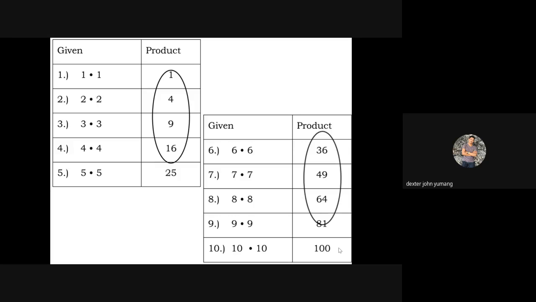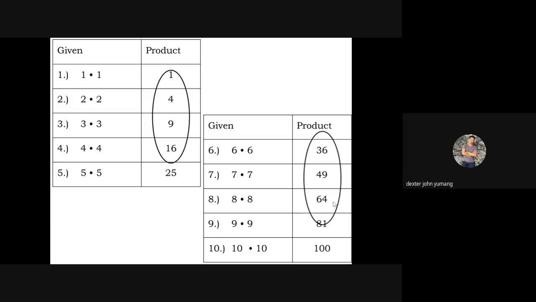Tapos yung 1, for example, ito. Makita niyo yung mouse ko. Itong 1 dito, yan po yung root. Itong 2, root. 3, that is a root. 4, that is a root. 5, that is a root. Itong 6, 7, 8, 9, 10, root po tawag niyan. Pero itong 1, 4, 9, 16, 25, 36, tawag po sa kanya is perfect square.